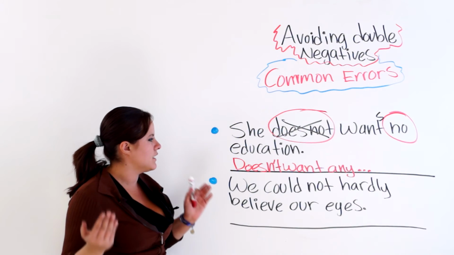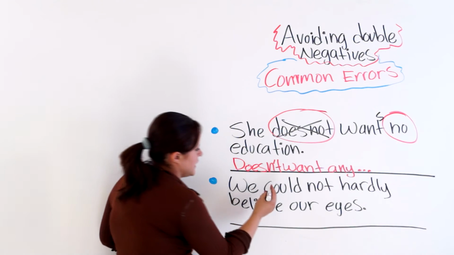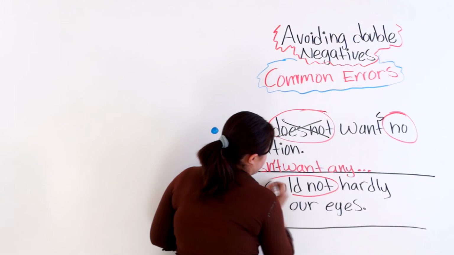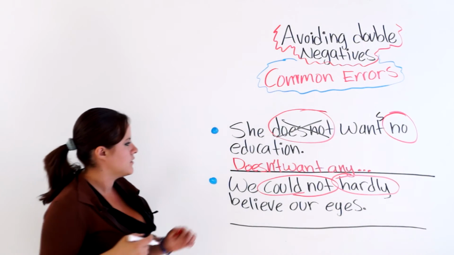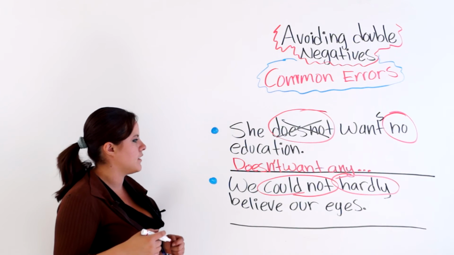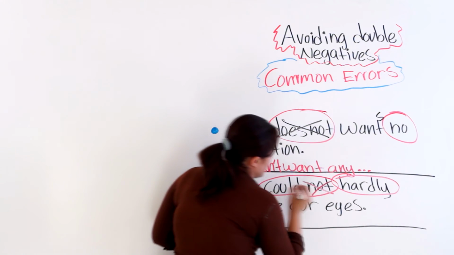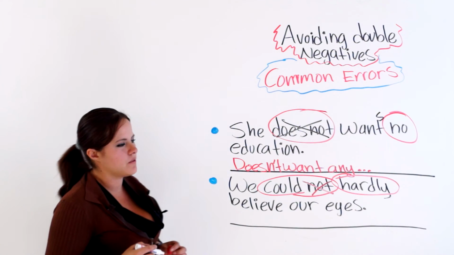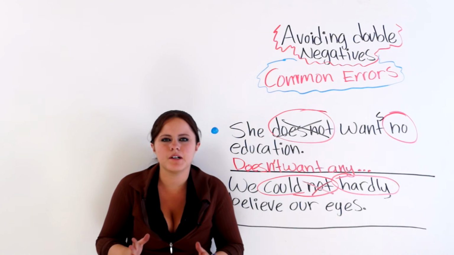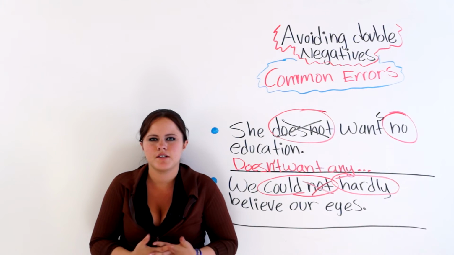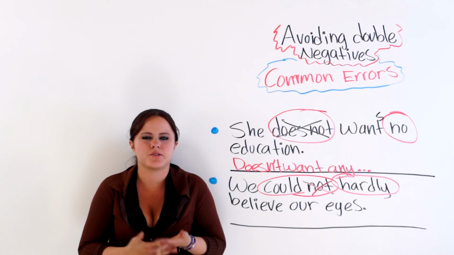Even though it is not that evident, we have two negatives here. Could not and hardly. Hardly is also a negative. We could not hardly believe our eyes. The only way you can correct this is saying, we could hardly believe our eyes. All right? So remember, you must avoid, by all means, double negatives, because it looks unprofessional and people may not understand what you're trying to say.